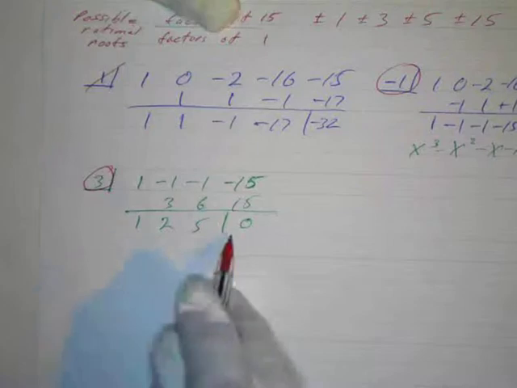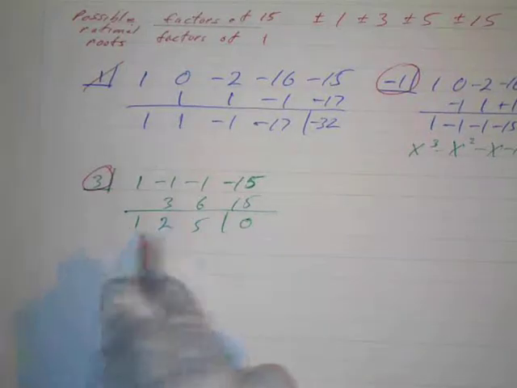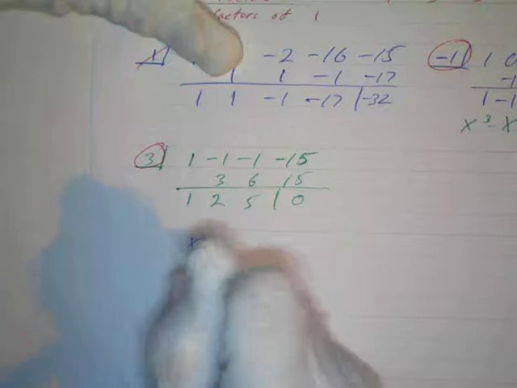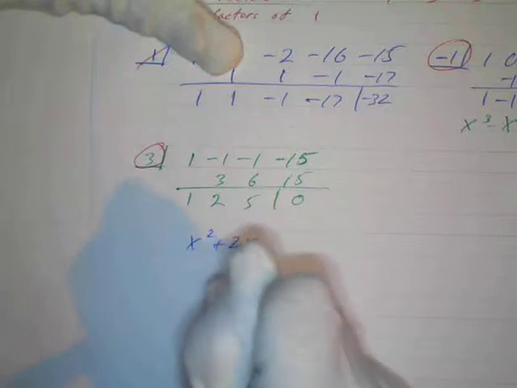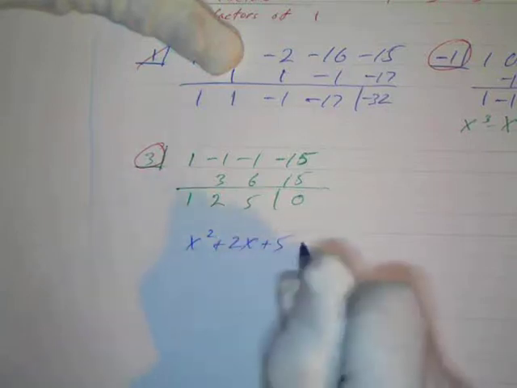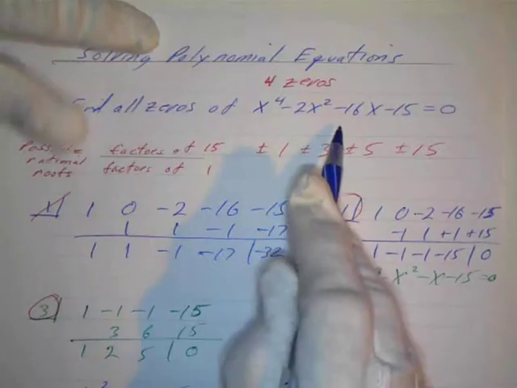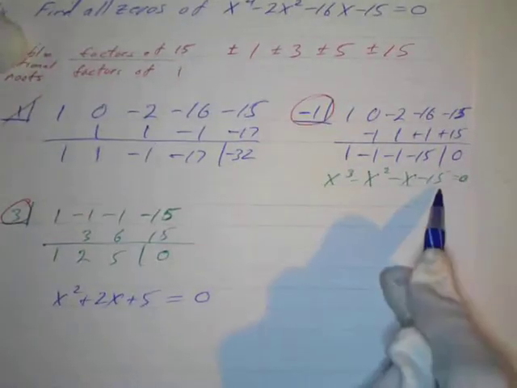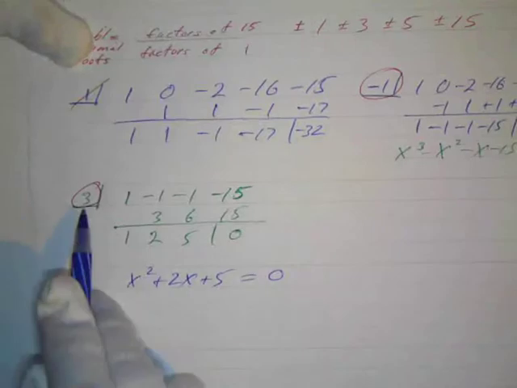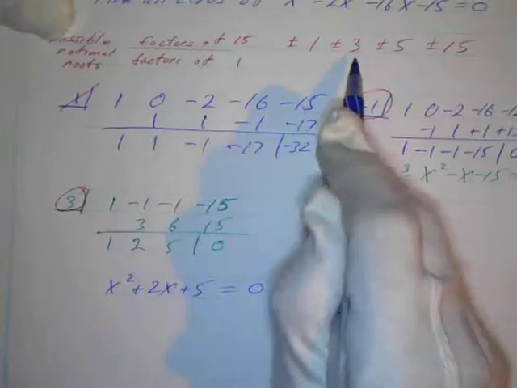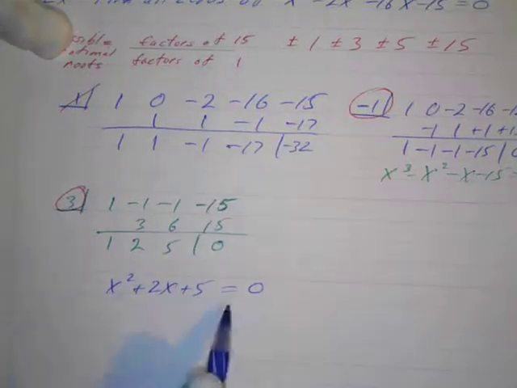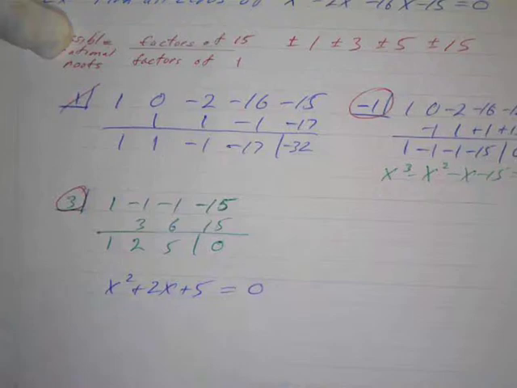Now this is my reduced equation. This is why I wanted to use this process, because now I've got 1x squared plus 2x plus 5 equals 0. So that's my reduced equation. So we started with a fourth degree equation. Once we divided out a negative 1, we found a root there. We have a third degree equation. And once we got a 3, which is one of our other possibilities, we divided that out and we got a second degree equation. And now we know how to solve these.